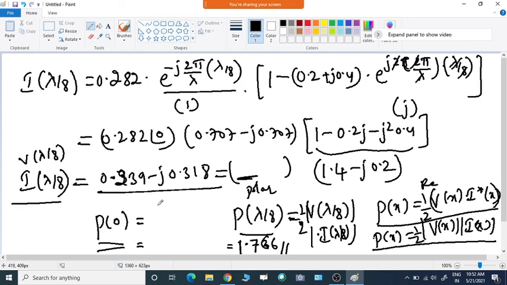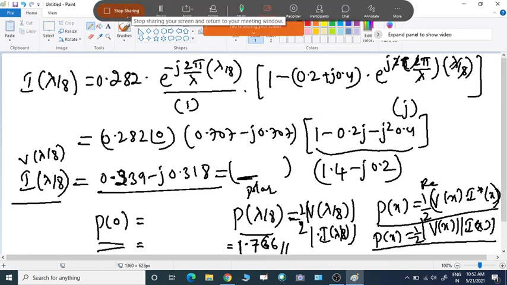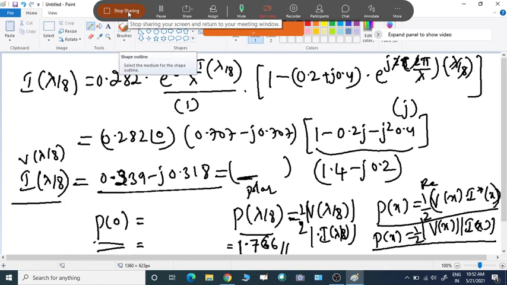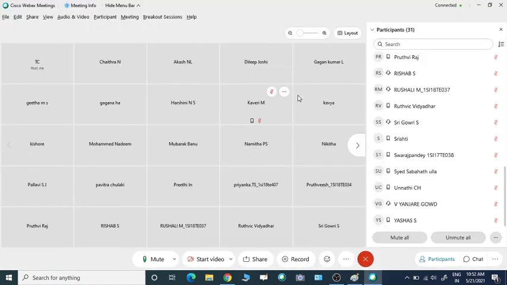So what are the P of 0 values? Okay, so you can calculate and let me know. You can easily calculate, just put the V of 0 and I of 0 magnitude values, and you will get P of 0. Okay, so we'll stop here and we'll continue in the next class. Okay.